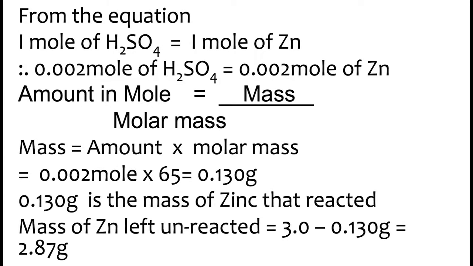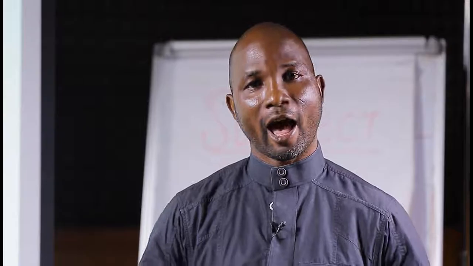We say 0.130 grams is the mass of zinc that reacted. So the mass of zinc left unreacted will become 3, which is the mass of zinc initially given in the question, minus 0.130 grams of zinc that reacted. So the mass of zinc left unreacted is 2.87 grams. Happy that you've been following what I've been doing so far.